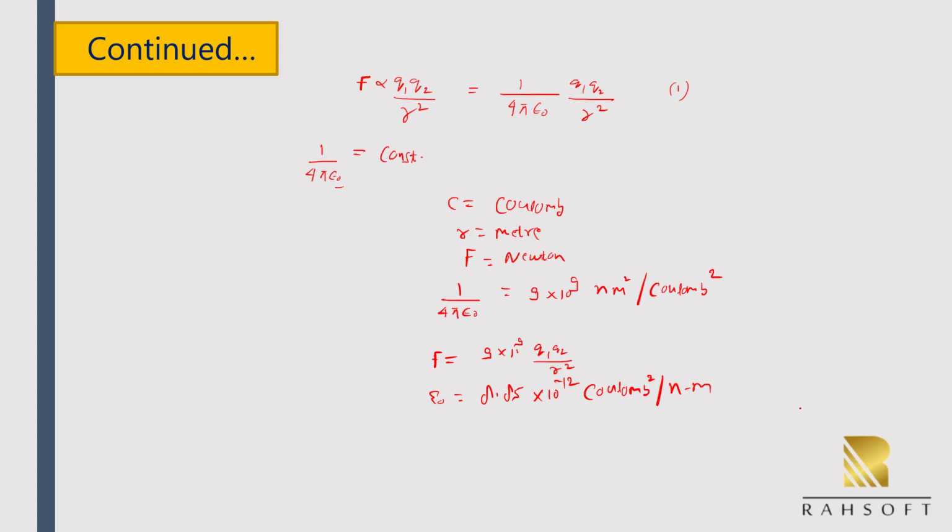Since force is a vector quantity, you can consider this equation 2. Force is a vector quantity having magnitude and direction. So equation 2 in vector form can be expressed as F is equal to 1 over 4 pi epsilon naught Q1 Q2 divided by R square times the unit vector aR.